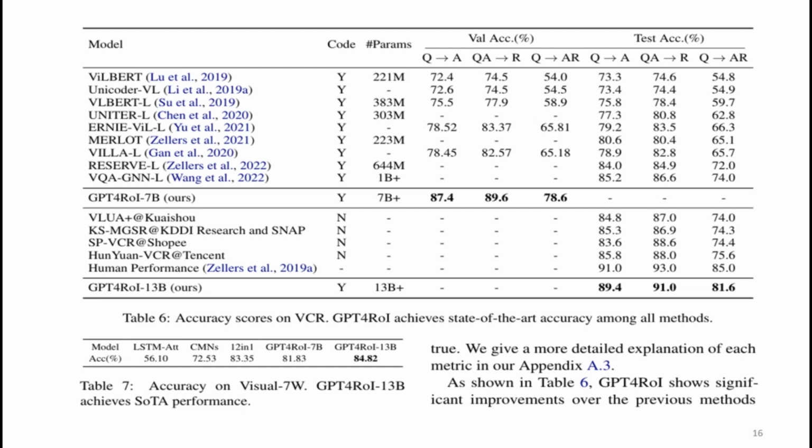So this region level alignment opens up new possibilities for tasks like detailed image captioning and fine-grained visual reasoning.